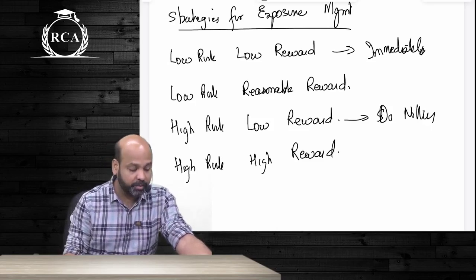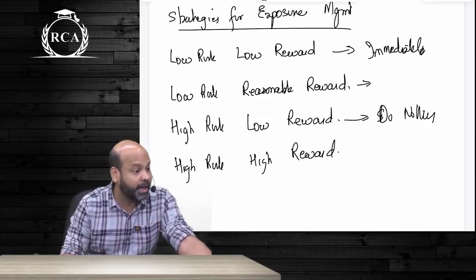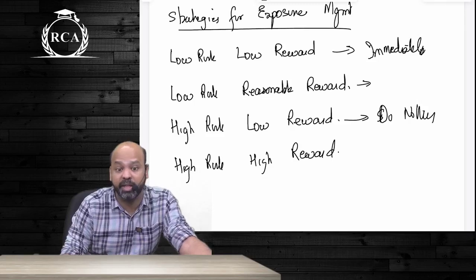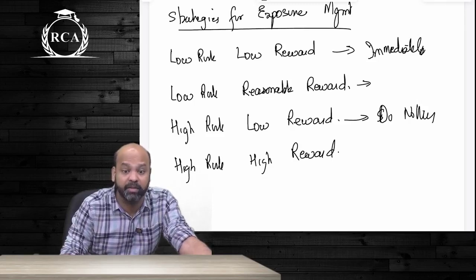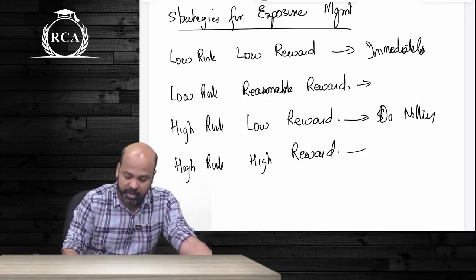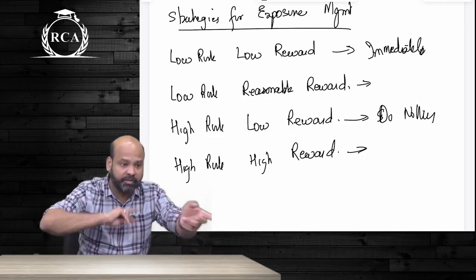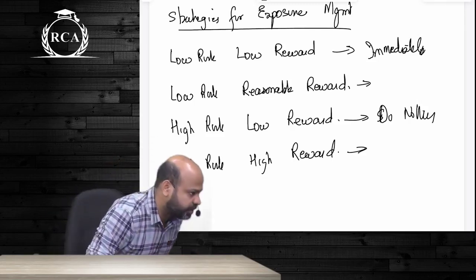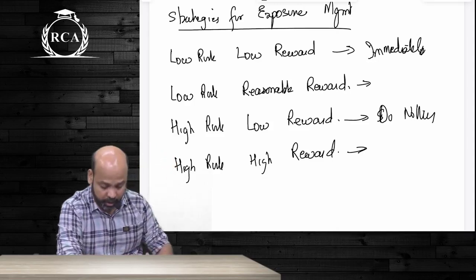Low risk, reasonable reward is where you do not hedge immediately, you wait, and then enter into a hedge transaction when the markets are favorable. High risk, high reward, beta, is where you continuously execute buying and selling in the futures market to hedge your receivables and payables.